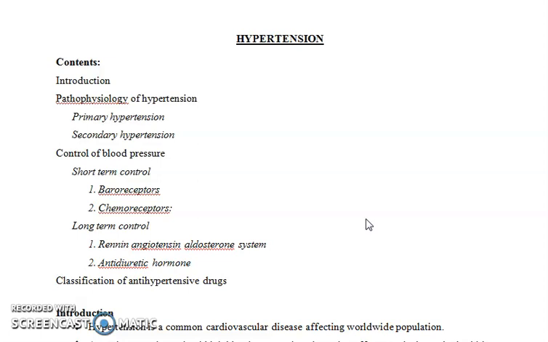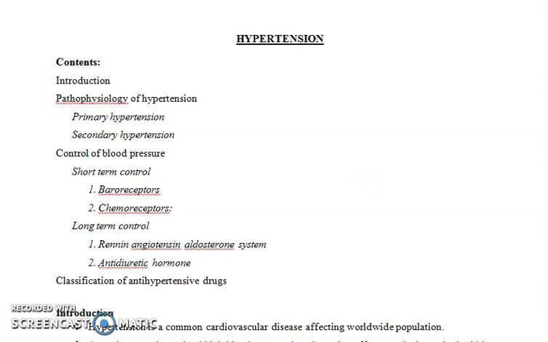Short-term control of BP is done by baroreceptors and chemoreceptors, and long-term control of BP is done by the renin-angiotensin-aldosterone system and antidiuretic hormone. And finally, we'll be discussing the classification of antihypertensive drugs. Okay, so coming to the first one, that is hypertension.